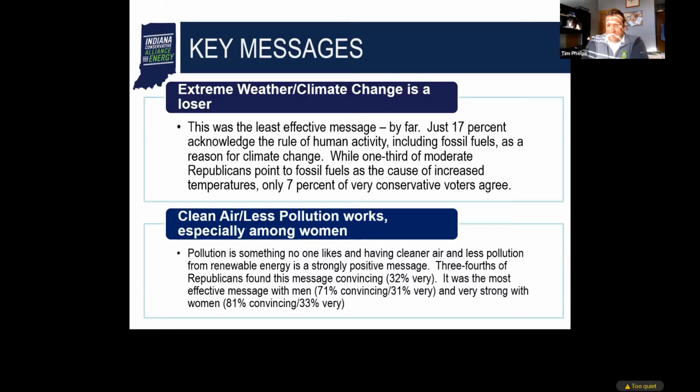Clean air, less pollution, that does work. Pollution is something no one likes. Having cleaner air and less pollution is a strongly positive message that keys well with everybody. No one will disagree that it's better to have clean air than less clean air, or less pollution than more pollution. That's pretty consistent. 3/4 of Republicans found the message convincing, and 32% found it very convincing. Those are good numbers for us. It was the most effective message with men and very strong with women.